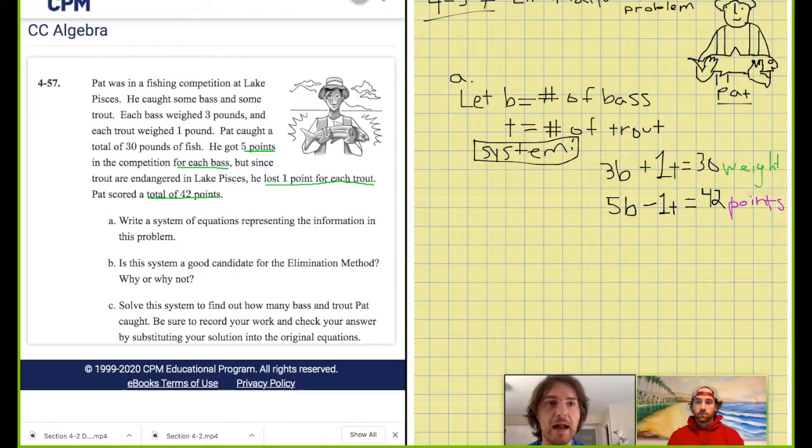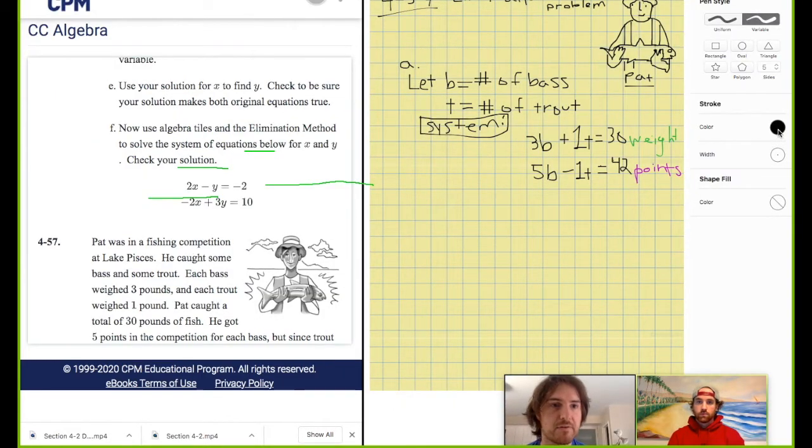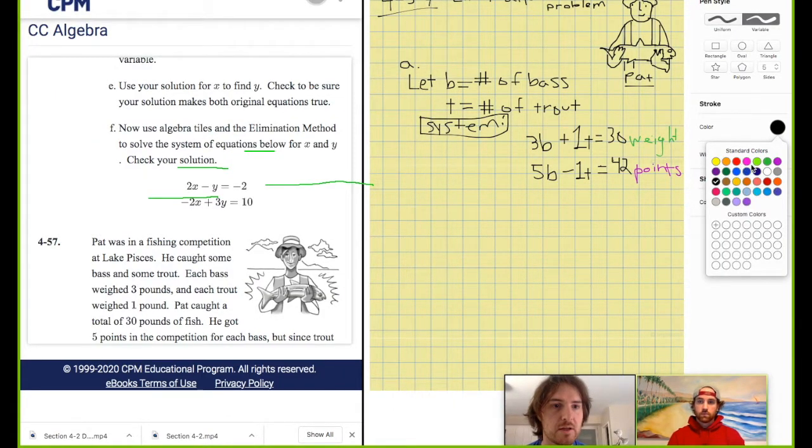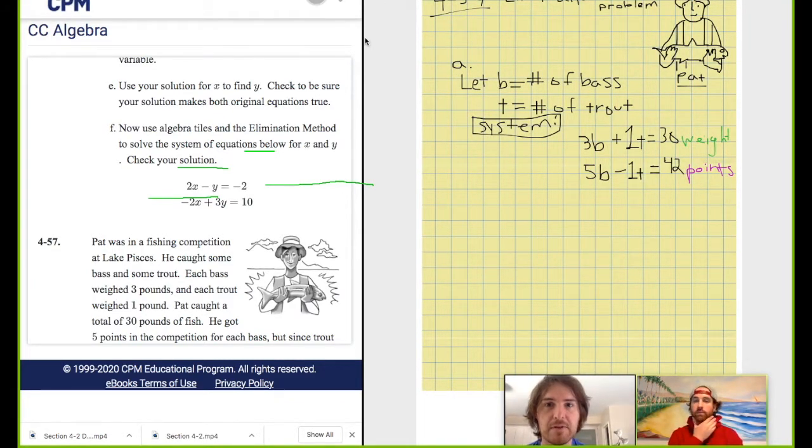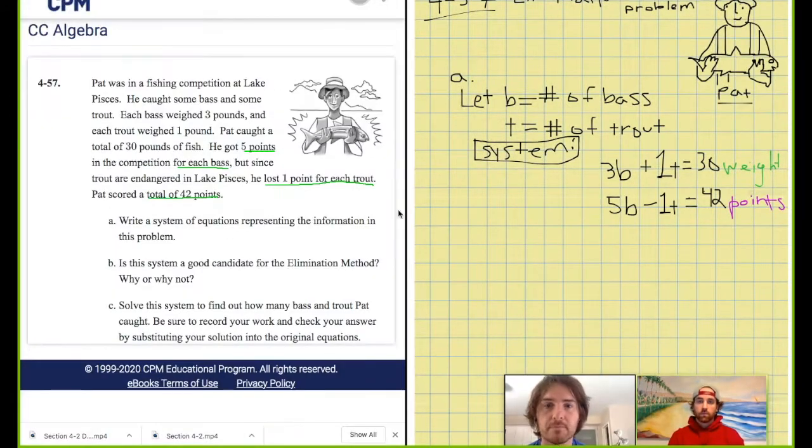I think that if we just wanted to see if this is a very simple one to do with elimination, we could just try adding the left side of this equation to the left side of the top equation and see what we get, and then add the right side of this equation to the right side of this equation to see what we get as a resulting equation.